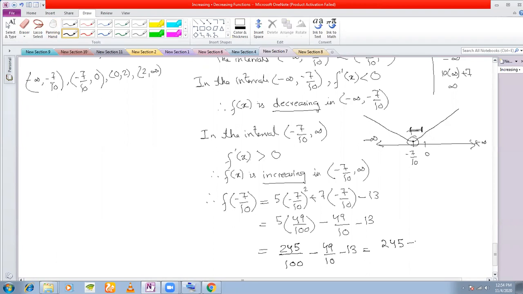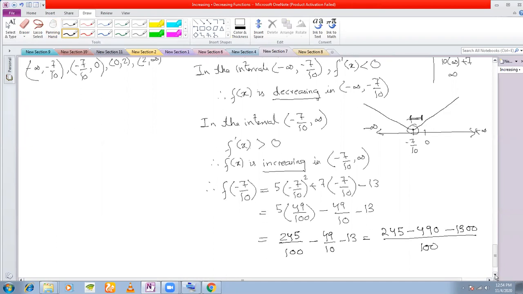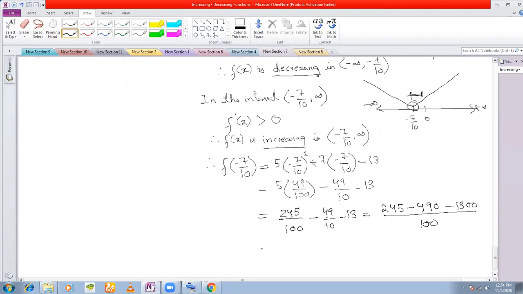245 minus 490 minus 1300, divided by 100. Amit, tell me how much will I get this? 245 minus 1300 plus 490 is how much? It is, I think, 1790. Okay. And 1790 minus 245 is how much?